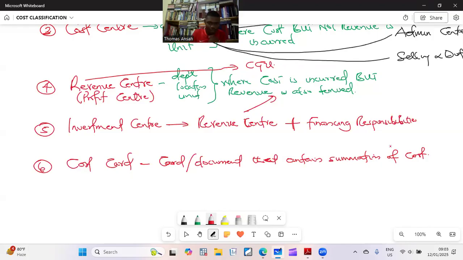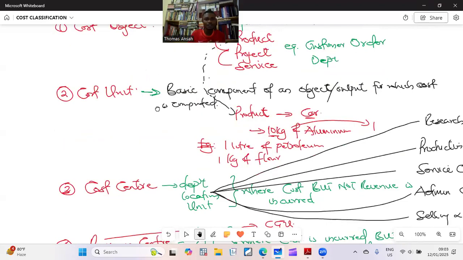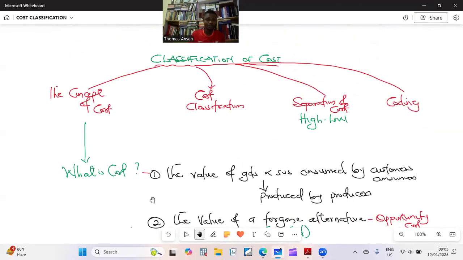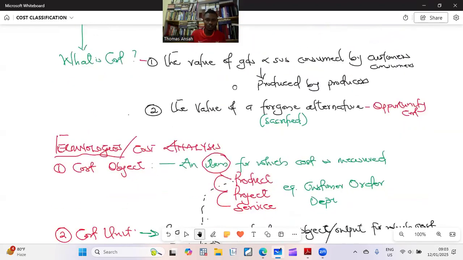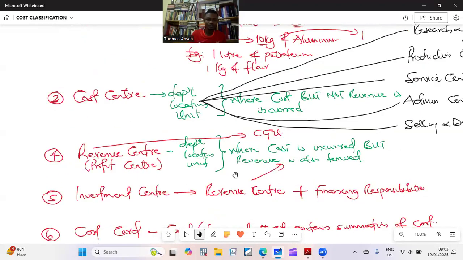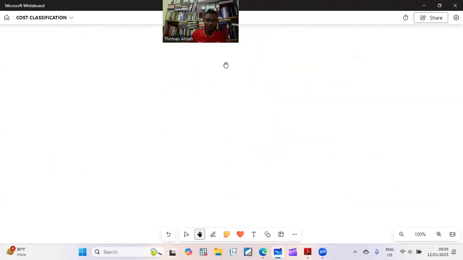So now we've seen the first objective, understanding some of the terminologies we will later use in this course. When I say a cost unit, you don't want me to explain it anymore. When I say a cost center, you don't want me to explain it anymore. So now let's do cost classification.